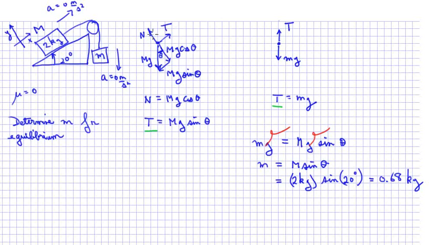Mg cosine theta is going to cancel the N. Everything has to be 0 here because there's no acceleration in any direction. And the Mg sine theta has to cancel the T. So that's what these two equations say.